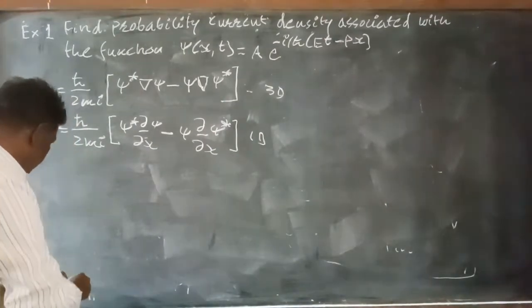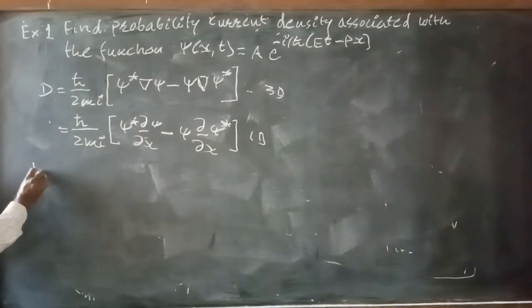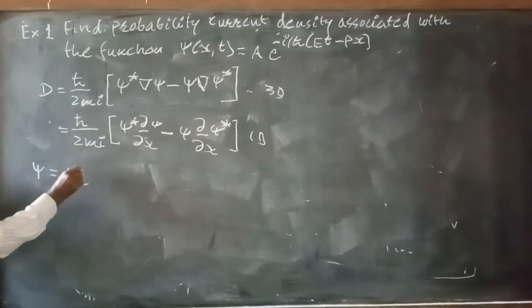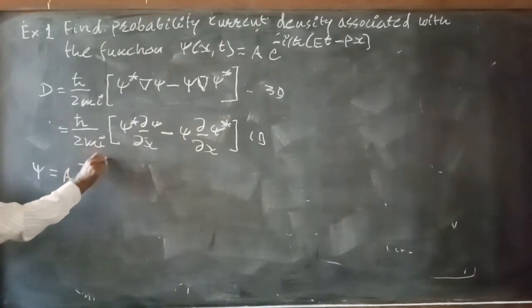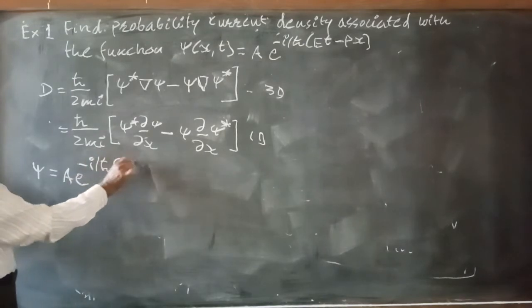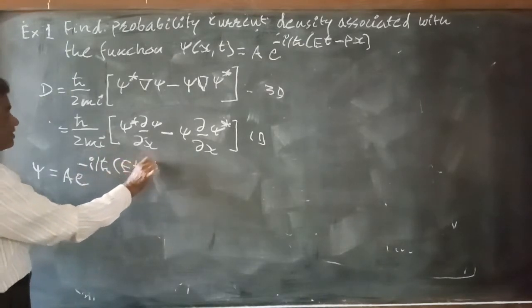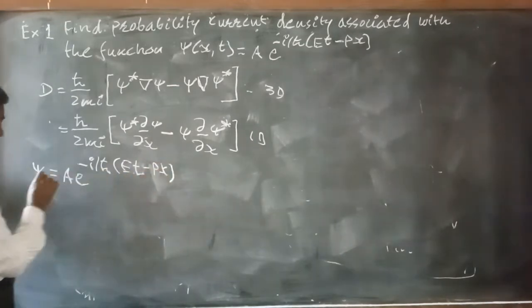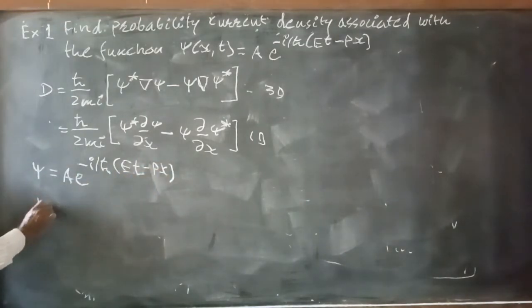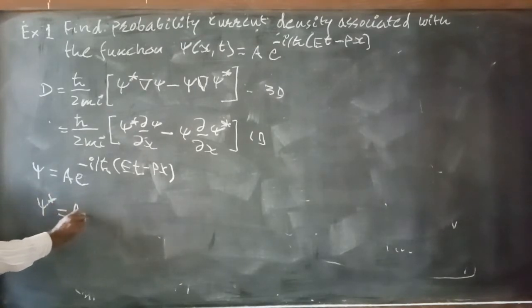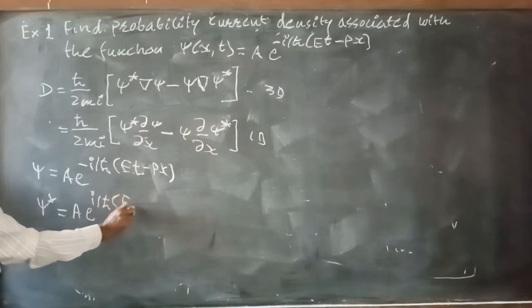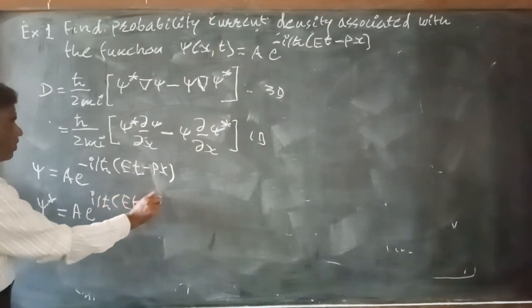Now we are given ψ of x,t. We are given ψ equal to A into e to the power minus i by ħ in bracket (Et minus px). So this is the ψ, and the complex conjugate of this function we can write as ψ star. So this will be equal to A into e to the power, now the minus sign becomes plus, we have to change the sign, i by ħ into bracket (Et minus px).